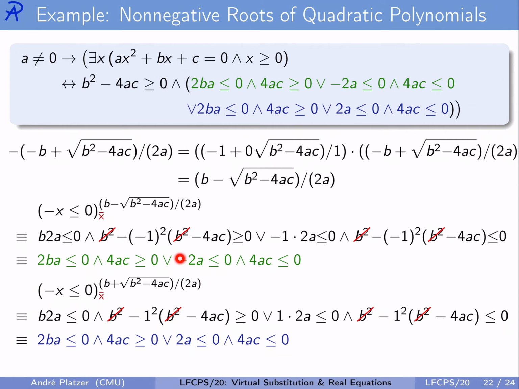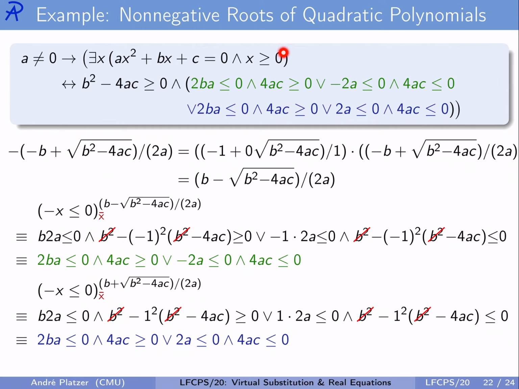So this just gives us 4ac greater than 0, because gathering the minus and the minus gives us the plus and the square goes away. Here we have minus 2a less or equal 0, and these again cancel, and we have 4ac less or equal 0 as one of the conditions that we get from having plugged in the negative square root. Plugging in the positive square root correspondingly will give us that condition.